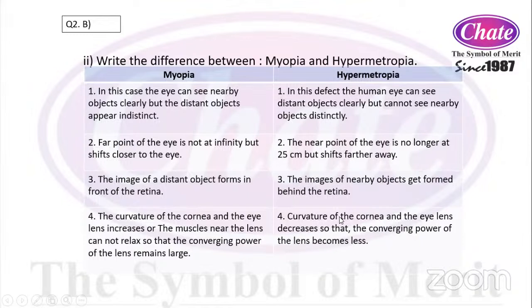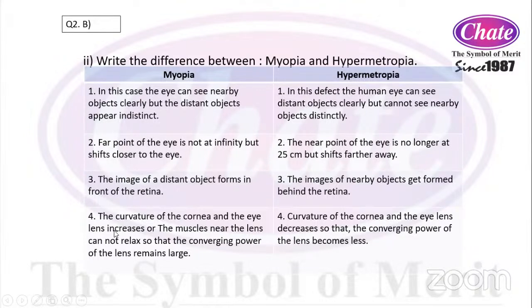And similarly, in hypermetropia, the near point of the eye is no longer at 25 centimeters, but it shifts farther away. Then in myopia, the image of a distant object forms in front of the retina. That means before the retina, the images form. And in case of hypermetropia, the images of nearby objects form behind the retina. So these are the points we can take for the image formation.